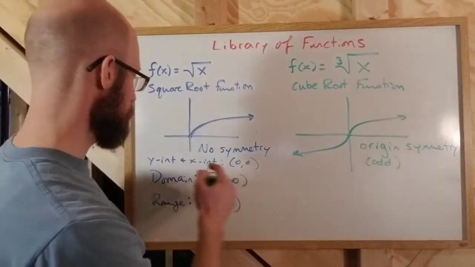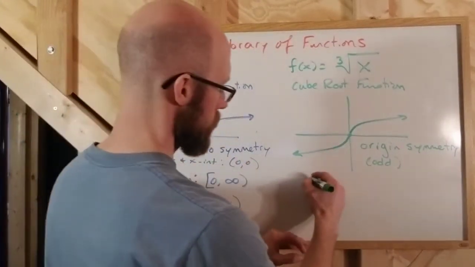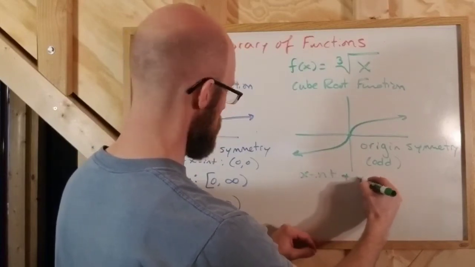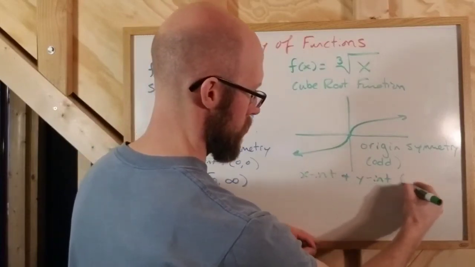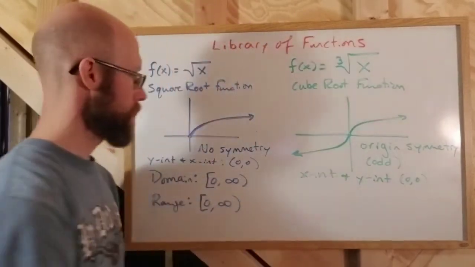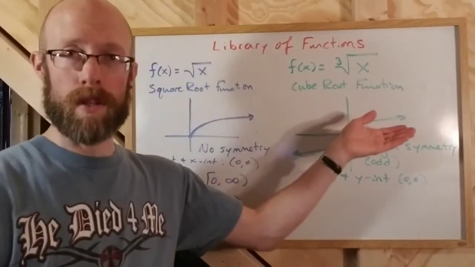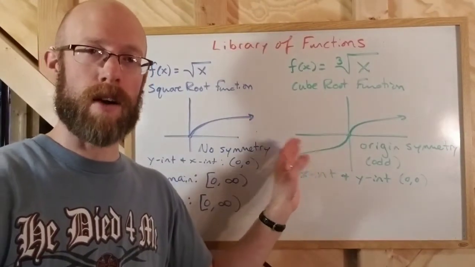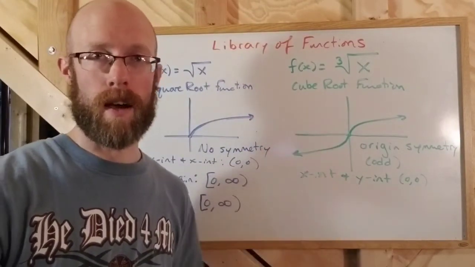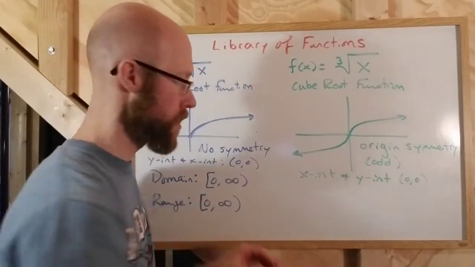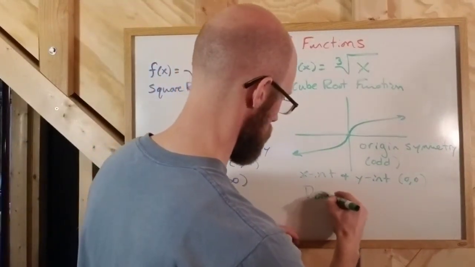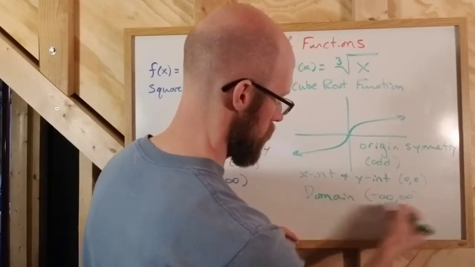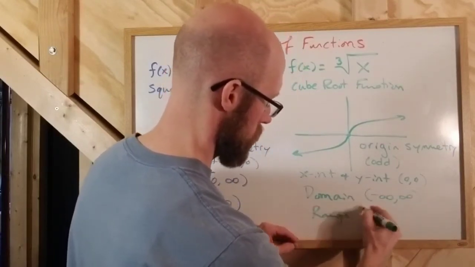All right, so here again, the x-intercept and the y-intercept are the origin. This is getting to be redundant, right? The domain on this one, though, is all real numbers because you can plug anything in. And same with the output. This graph extends vertically up and down indefinitely. So both the domain and the range are going to be all real numbers.